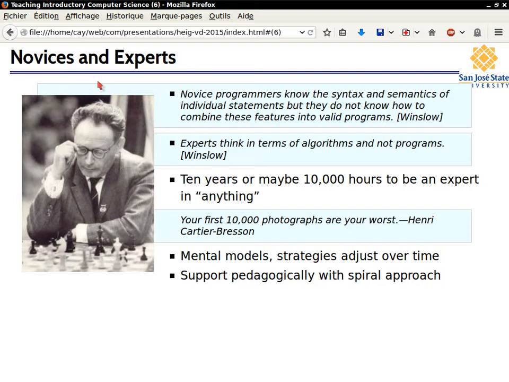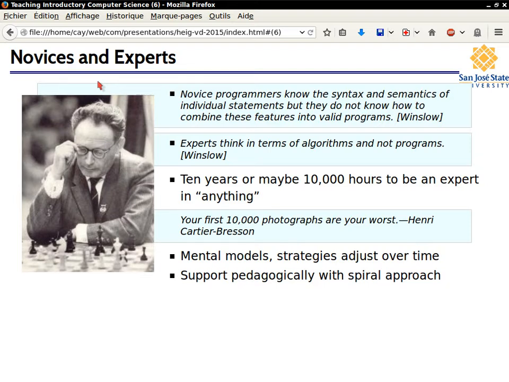So mental models that practitioners apply change dramatically over time. The strategies that they use to solve problems, they adjust over time, and one does have to give students some amount of time. It's not reasonable to expect that a student is going to be at the same level after a semester of study as someone who has done this for 10 years. It is, however, reasonable that they can program FizzBuzz.